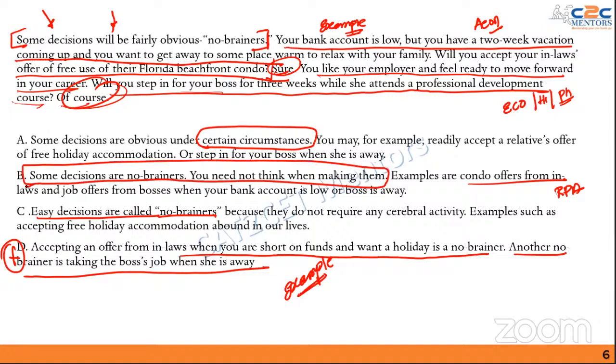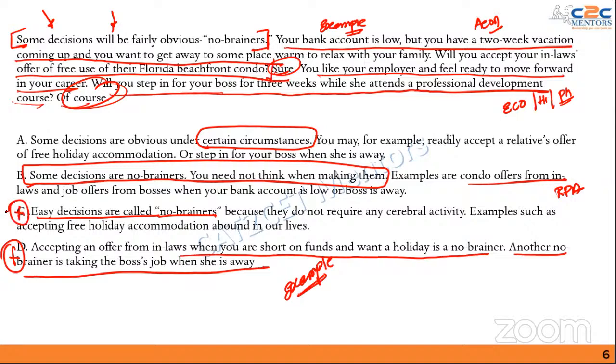Some decisions are no brainers. You need not think when making them. It's a main idea followed by an example. That's okay, there is no problem. Now tell me, can we choose B over C? Definitely we can. If we can choose B over C because B has more information, which makes a lot of sense, then C is out.